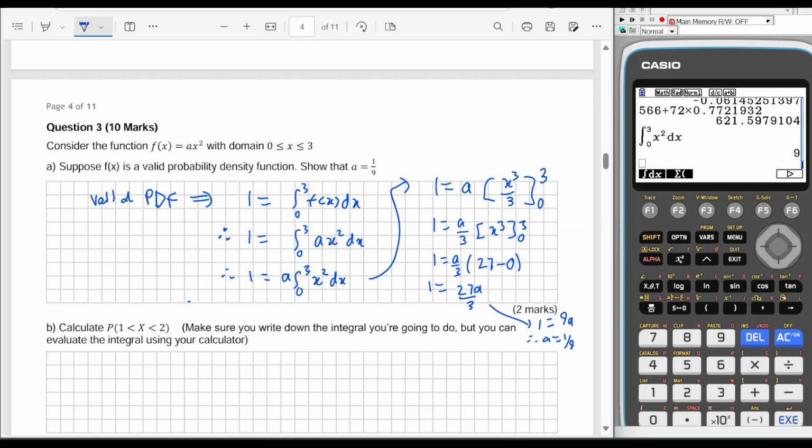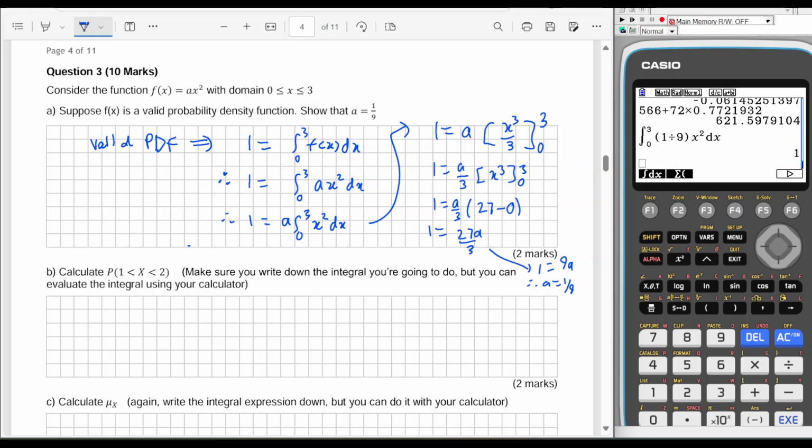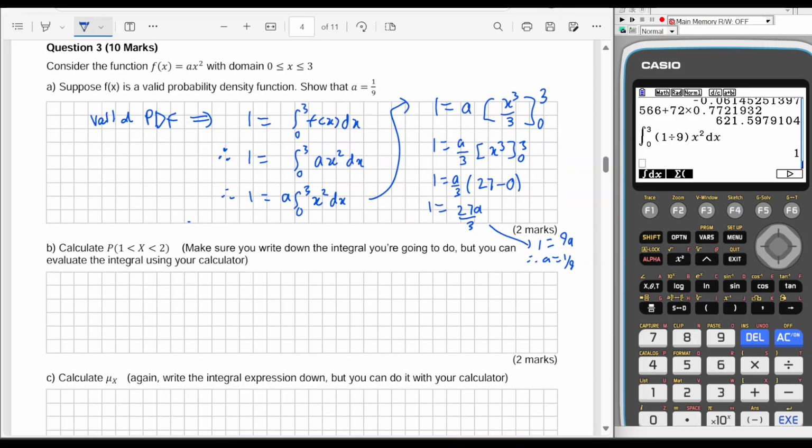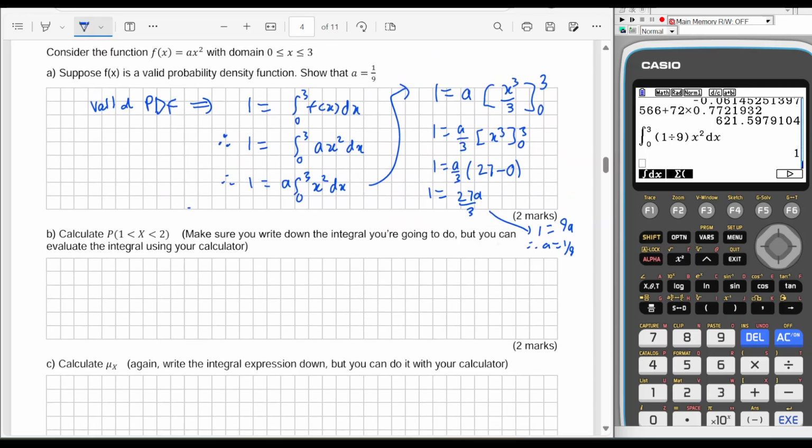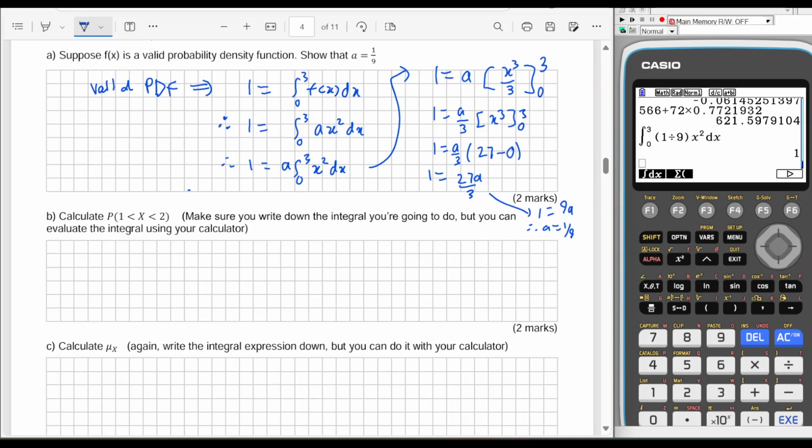Now, you absolutely can prove this by just setting a to 1 over 9 and then doing the integral. So if we integrate literally 1 over 9 x squared, that doesn't work. 1 over 9. If I do that, I get 1. But quite often these questions ask you to find a. So the process that I've just used, you can find a. And if the question just says find a directly, then you can just do the integral on your calculator.